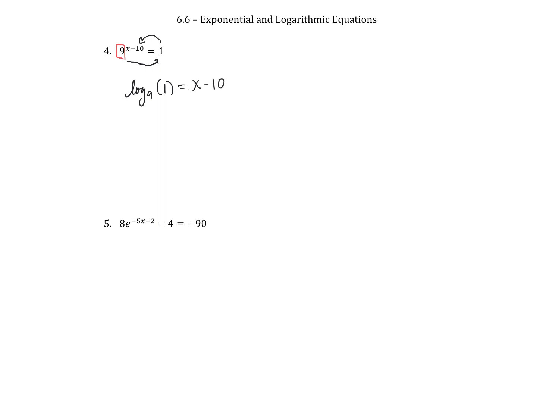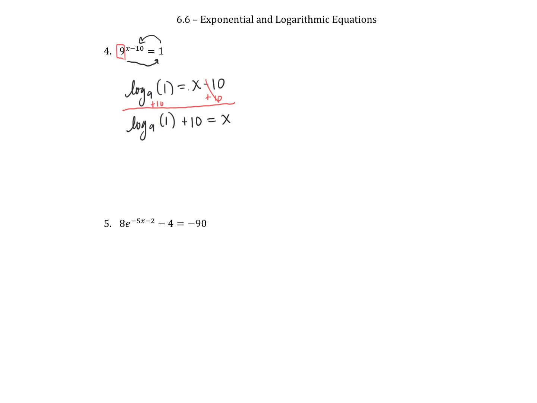And now, hopefully you can see it's easy to solve for x. To get the x by itself, all we have to do is add 10. So we will have log base 9 of 1 plus 10. So here I'm adding 10 to both sides. Okay, so 10, you can't just add it to the 1 because the 1 is what you're taking a log of. So it's just going to be a plus 10 is equal to x.